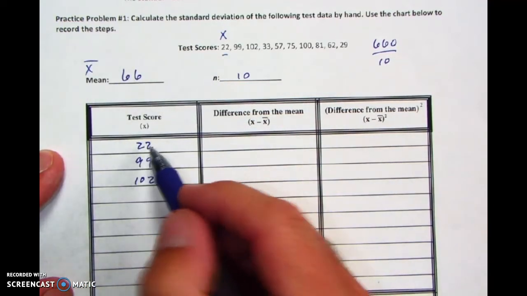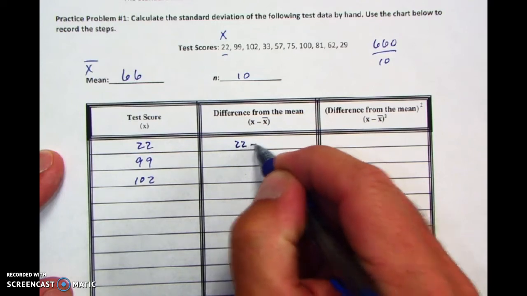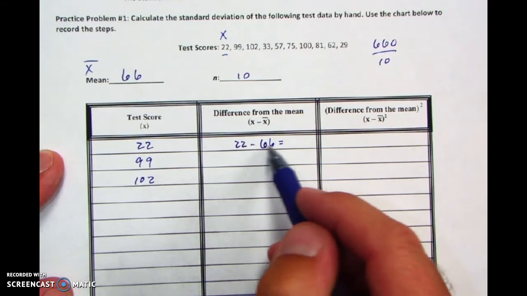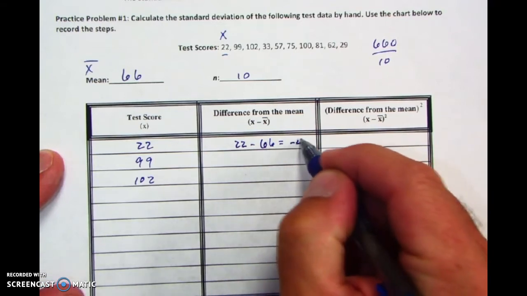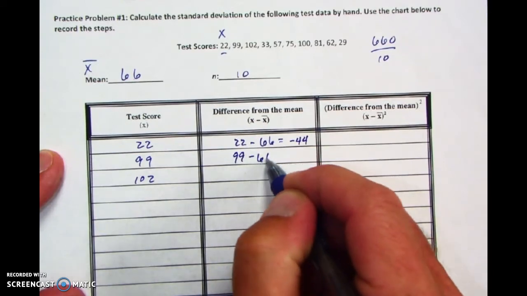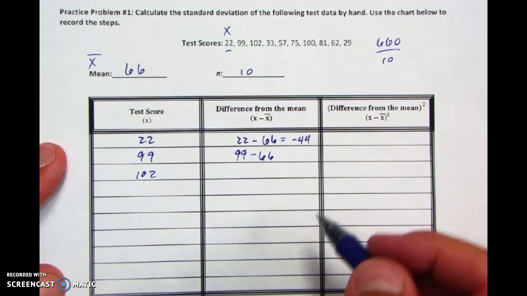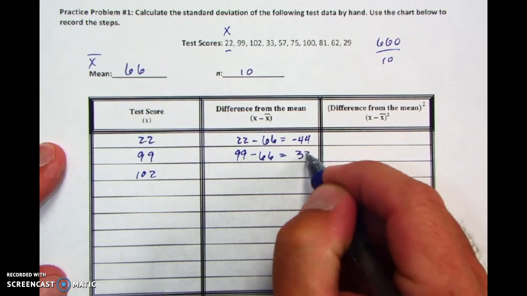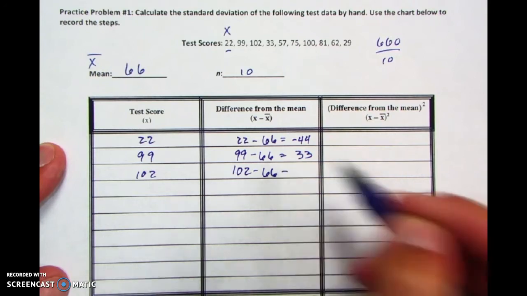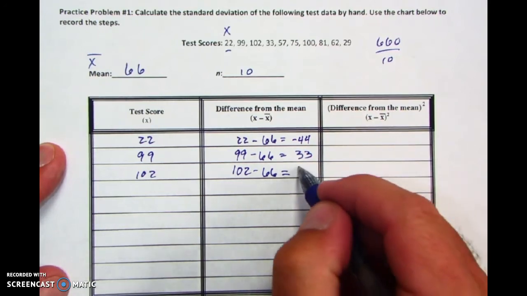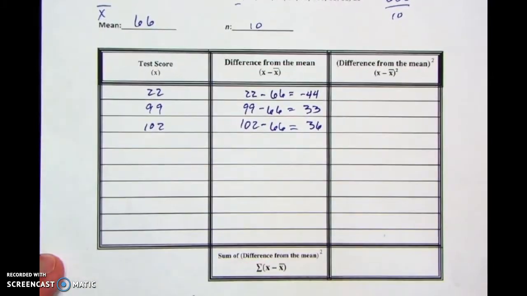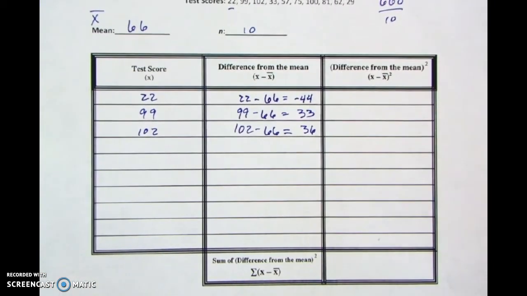For example, with this first one, I would take 22 minus our average 66 and find the difference, which would be negative 44. Here we would have 99 minus our average of 66, which gives us a value of 33. Next one is 102 minus 66, which gives us 36. Next, we're going to fill in these next two columns on this table.